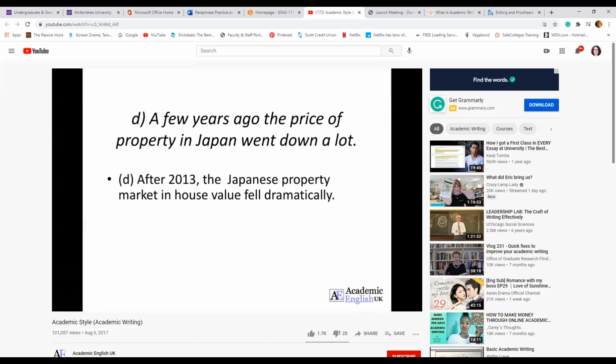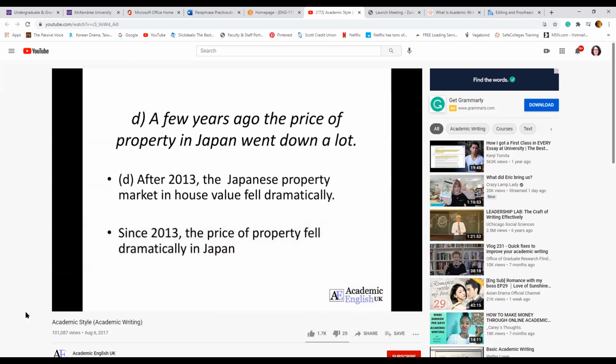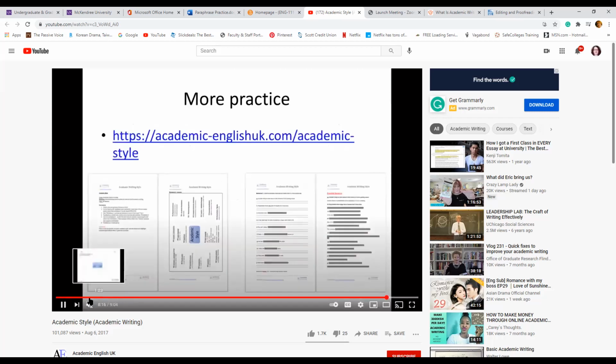Let's try another one. Or since 2013, the price of property fell dramatically in Japan. So like they're saying, there's not just one option. Okay.